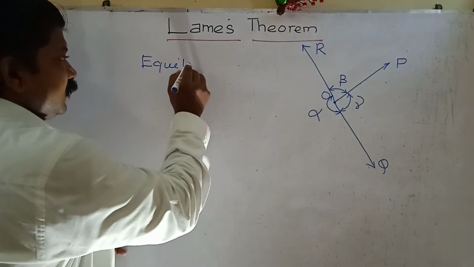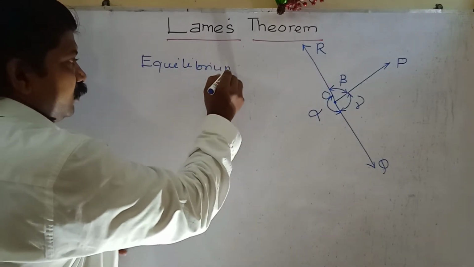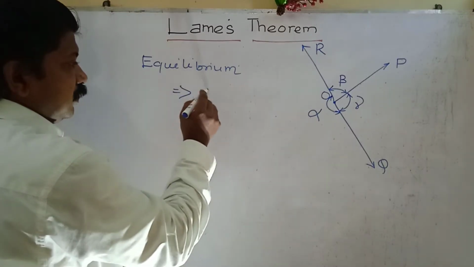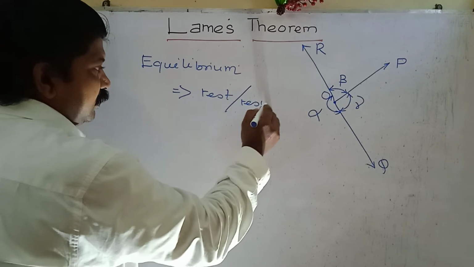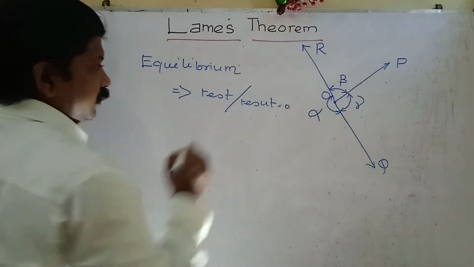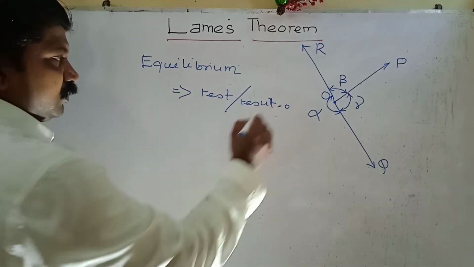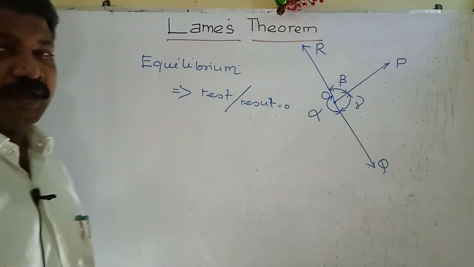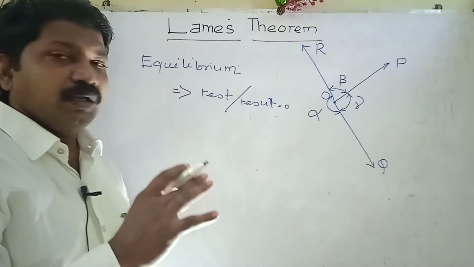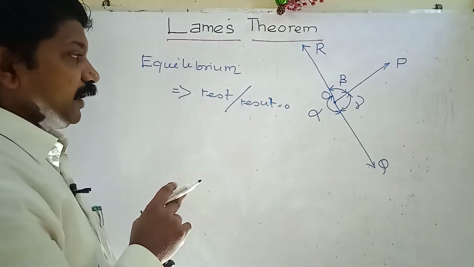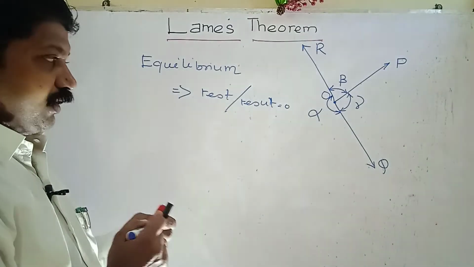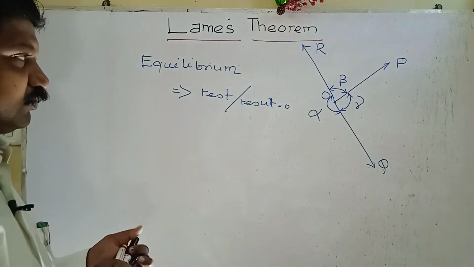Equilibrium means resultant equal to 0, or resting condition. Resultant force equal to 0. If three forces acting at a point are in equilibrium, then each force will be directly proportional to the sine of the angle between the other two forces.